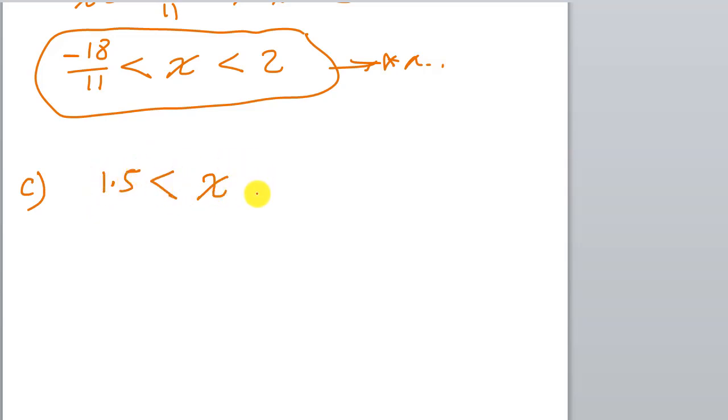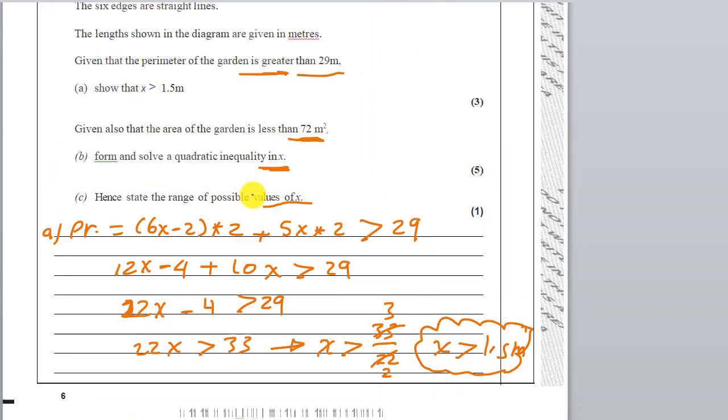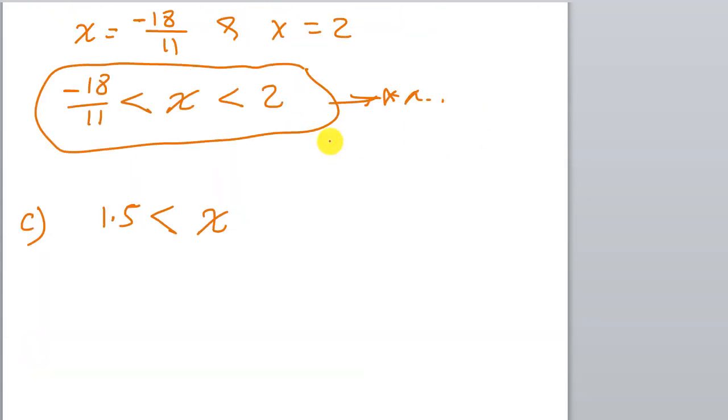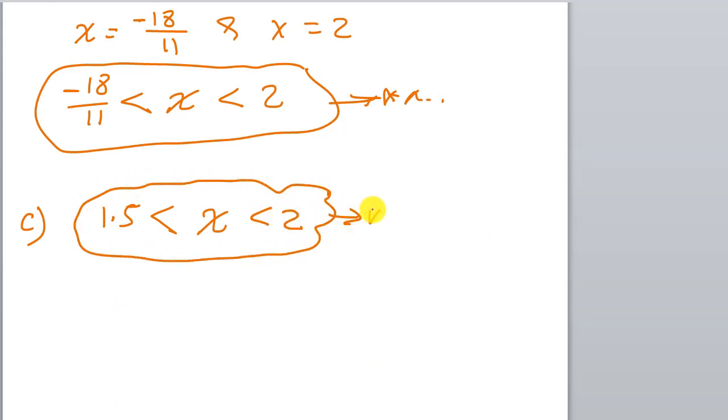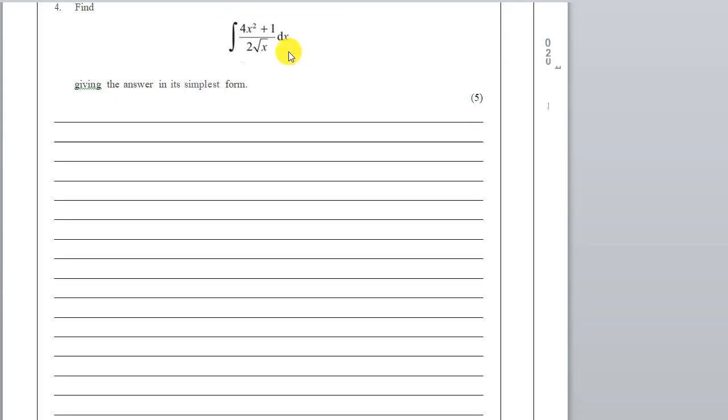So the perimeter, the question here, the perimeter will be greater than 29. And to make the garden area less than 72, x is less than 2. And this is the answer of this part. Let us go ahead to another question.